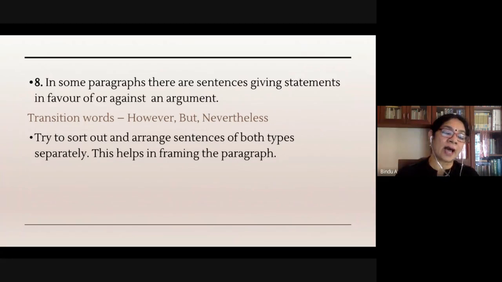All those sentences arguing for one aspect on one side of however, all the counter arguments, all those sentences which contain the opposite view should be placed on the other side of however. So try to sort out the sentences that come in on both sides of the linking word in the argument.